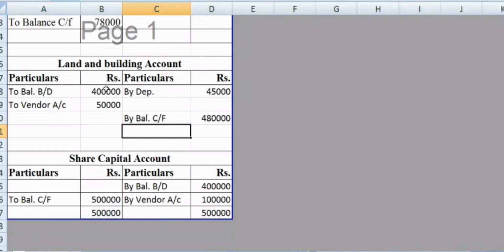What happened? Here this side is 4,50,000 total, and this side is 480 plus 45. This side total is more.